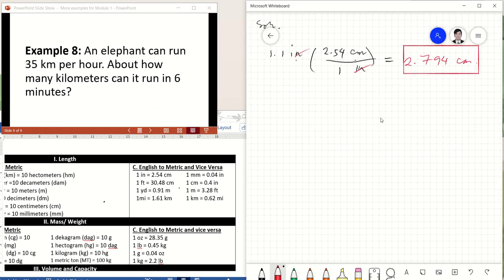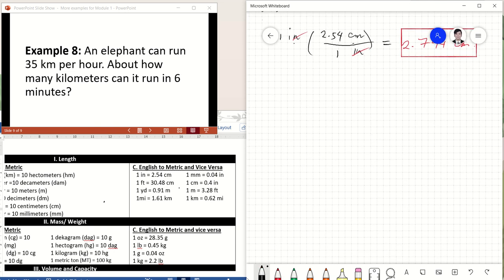Okay, let's have our last example, example 8. So an elephant can run 35 kilometers per hour. About how many kilometers can it run in 6 minutes? So our speed is 35 kilometers per hour. And supposedly, to get the distance, we just multiply the speed times the time. The problem is, our time is in minutes, but our speed is in hour. So we still have to convert 6 minutes to hours.